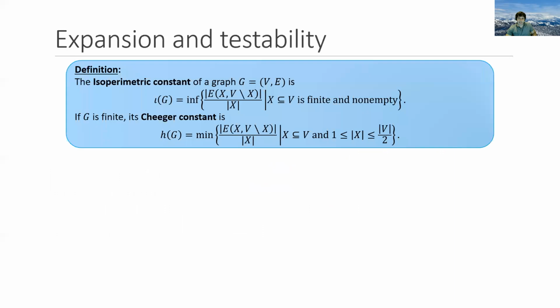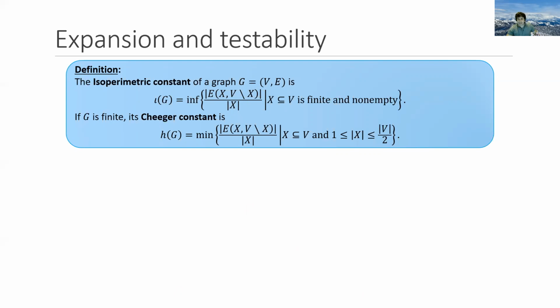Okay, so let's go into more details about our main positive and negative results, which relate expansion of the set of solution graphs with testability. To state these results, we need to define two notions of the expansion of a graph. First, the isoperimetric constant of a graph is the infimum over all finite vertex sets X of the isoperimetric ratio of X. That is the ratio between the number of edges going out of X and the size of the set X itself. Now note that a finite graph always has isoperimetric constant 0 because one can take X to be the entire graph and then there are no outgoing edges. On the other hand, some infinite graphs, such as the regular infinite tree, have a positive isoperimetric constant.